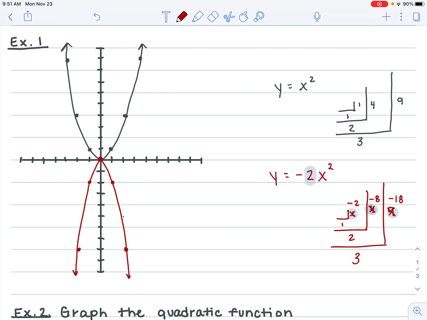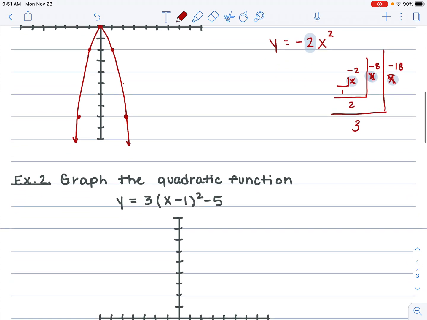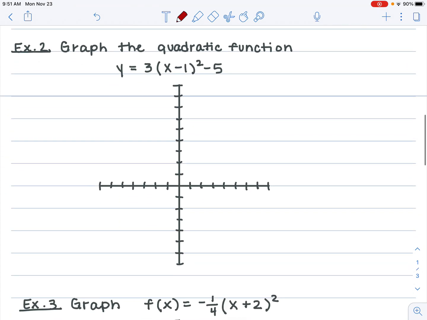So here's our problem. Look, it has that reflection, so it's facing downward. All right, and it's just a little bit skinnier than the previous one. All right, let's do one with a little bit more complexity here.